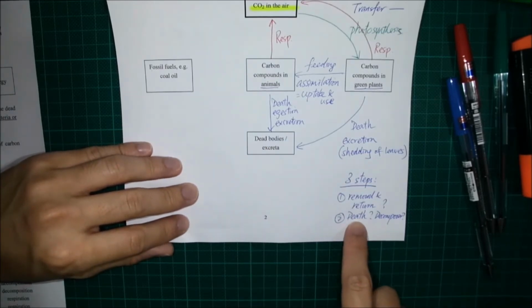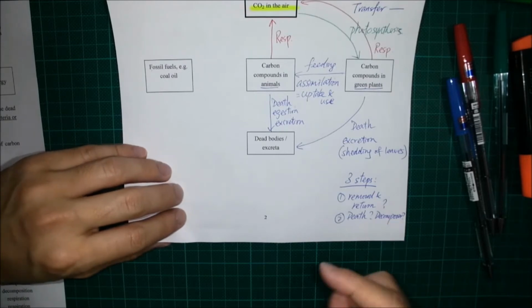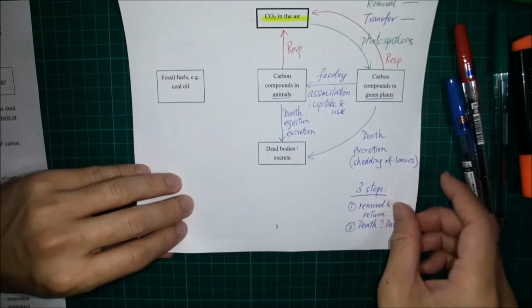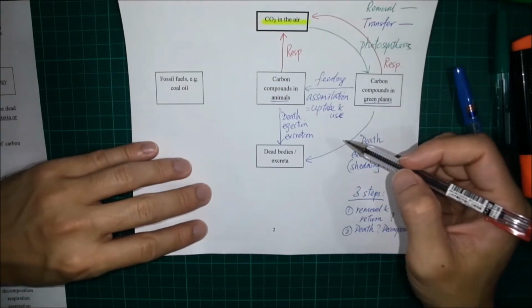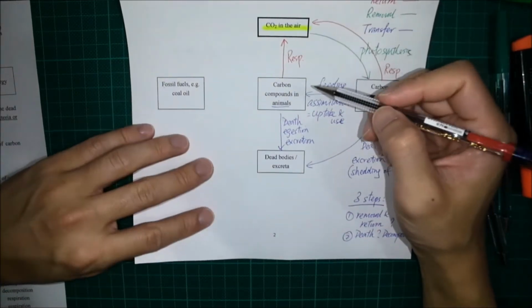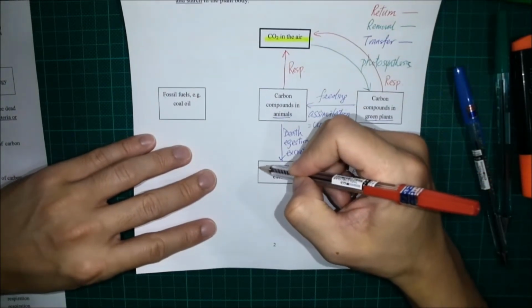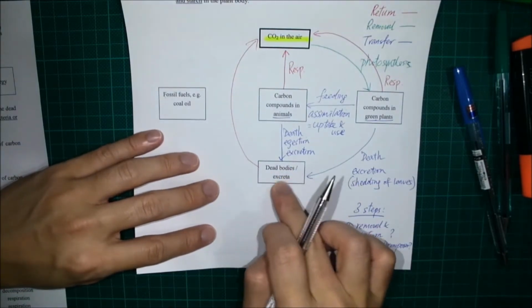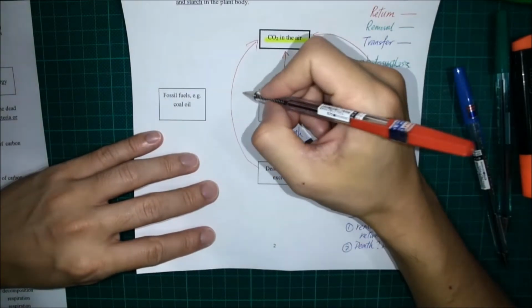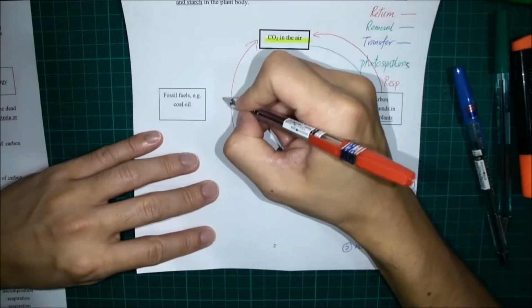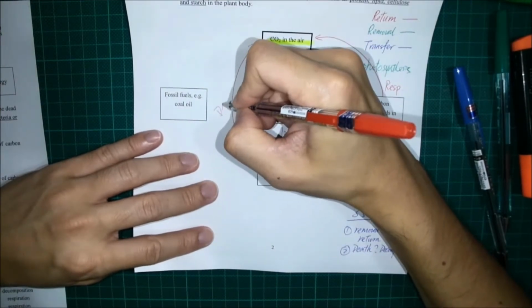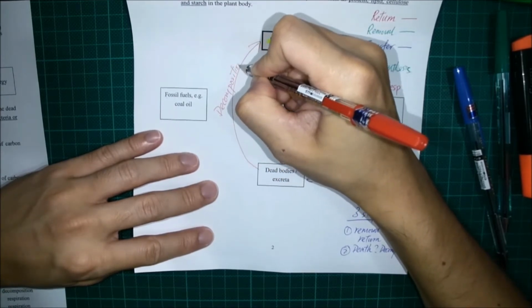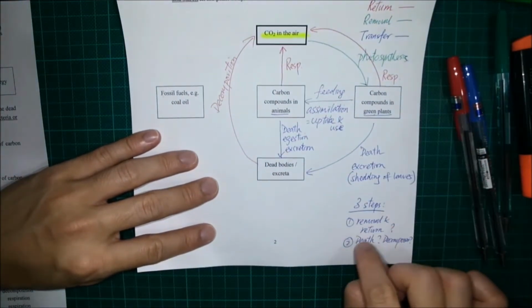So think about it, death or decomposition, what do we need? We need the bacteria to help us. So that's why it's a way for return. For the dead body, it is a way to return the carbon in the dead body or in the excreta to the carbon dioxide in the atmosphere. So it is the decomposition. That's why we need the bacteria for us.